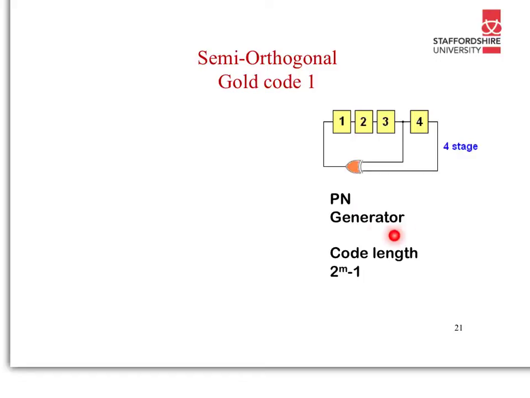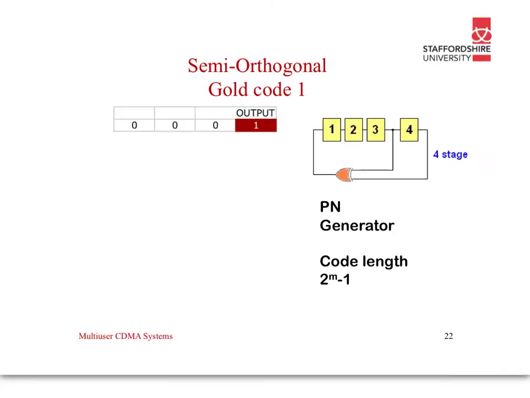And the output repeats itself after 2 to the power of m minus 1, where m is the number of memory elements. So in this case, 2 to the power of m is 2 to the power of 4, take away 1, which is 15. The reason it's take away 1 is because you will be in a certain position and then this position will repeat itself. What do I mean by that? Okay, so I shall show you.